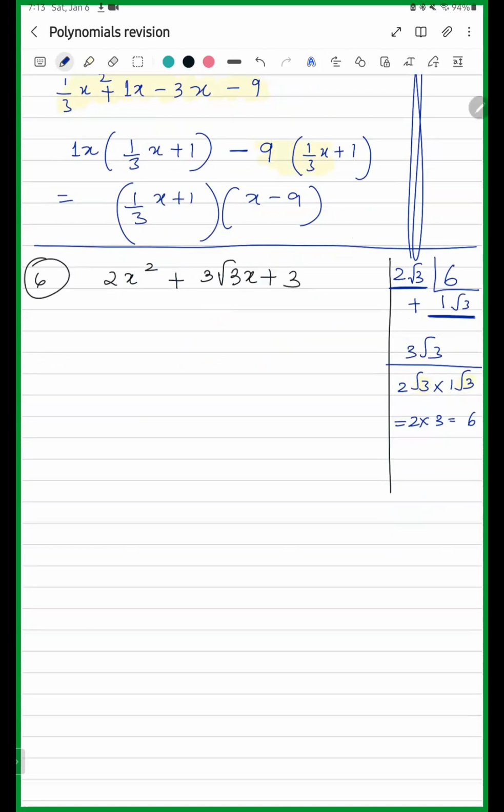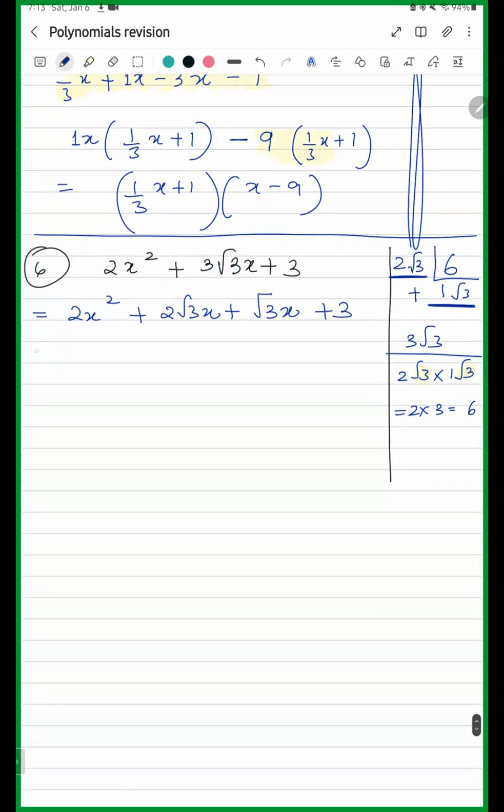So now what we do is we just write it as it is, 2x square plus. Now here is where we have to split the middle term. 2 root 3x, because there's an x over here, plus 1 root 3x, meaning root 3x. Then we have the last term, which is 3. So now from here it is very simple.